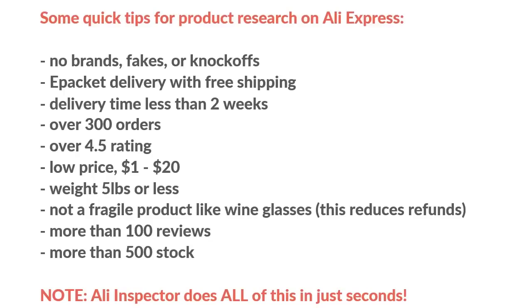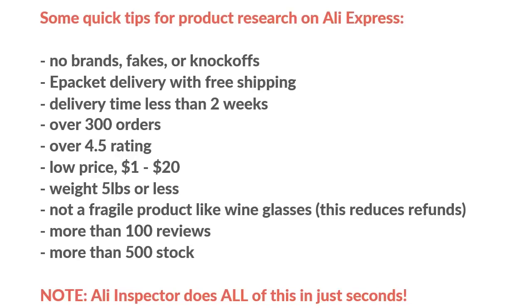Now when selecting products for your e-commerce store, here's some awesome tips that you can follow. You want to be looking for products that have no brands and they're not fakes or knockoffs. For example, do not look for products that have, say, Nike on it. You also want to look for products that have ePacket delivery with free shipping. ePacket is an Asian-based shipping provider. And you also want to look for products that delivery time is less than 2 weeks. How long does it take to get the actual product delivered?